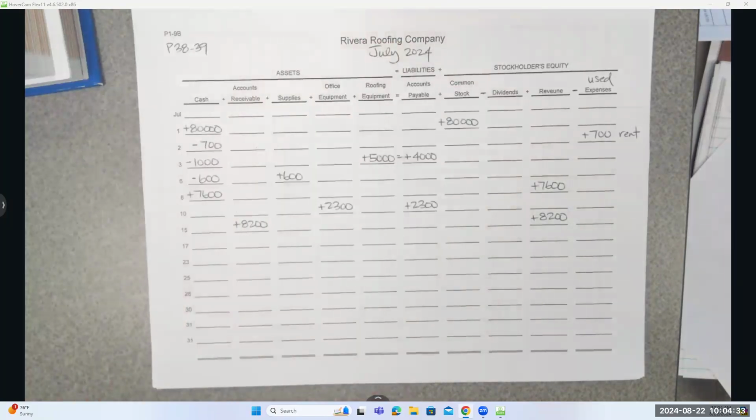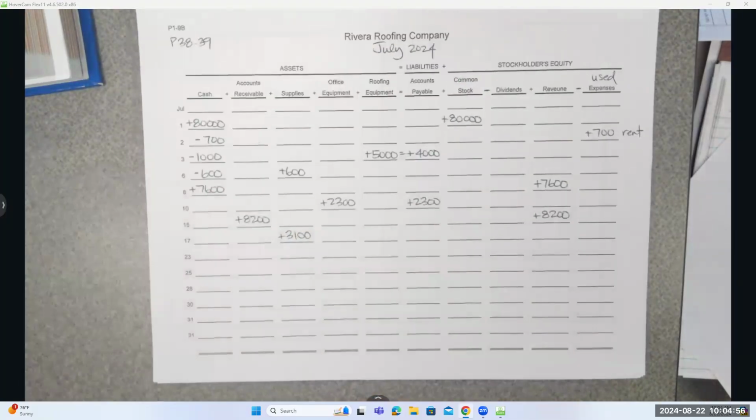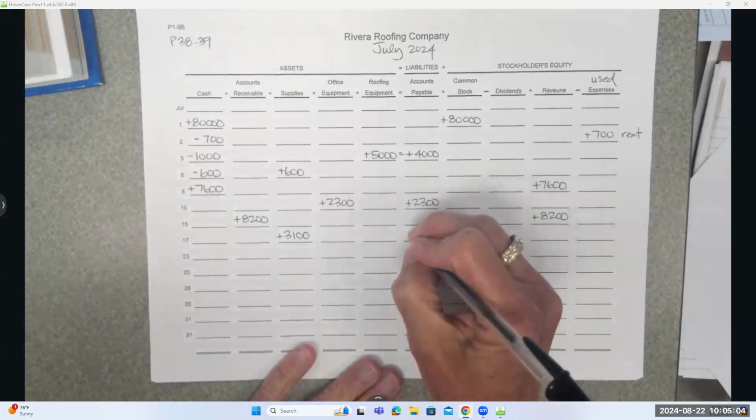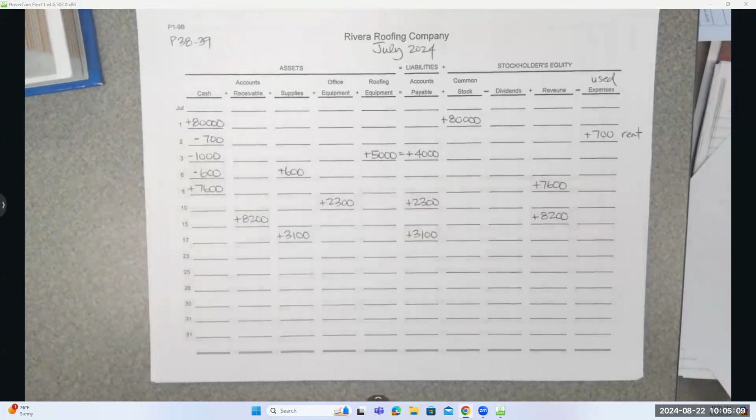Technically, I'm hoping that's like roofing supplies, right? You can't have that much in office supplies, I think. Probably need some supplies in order to remove and install roofs. So we bought some more supplies, so plus 3,100. How do we pay for it? It says we purchased 3,100 of supplies on credit. We're going to pay later. So we have more liabilities, increase accounts payable.